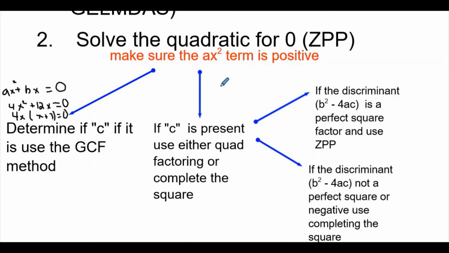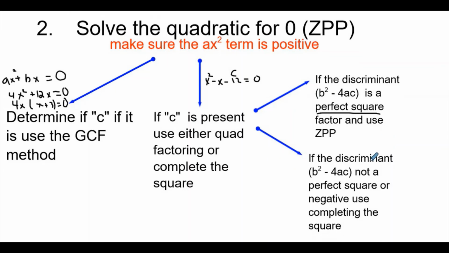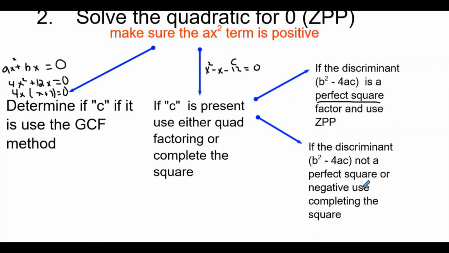The next thing you do, if c is present, meaning if you have a normal problem like x squared minus x minus 12 equals 0, meaning you have your c right here, you would try to factor it. And if it does factor, right, you would be done. But if it doesn't factor, you would either use the quadratic formula or completing the square. If you use the quadratic formula, you're going to use the discriminant first, right? And if you see at that point that you have a perfect square, oh, you made a boo-boo, you can go back and factor it. But if the discriminant is not a perfect square, you have to complete the whole quadratic formula.